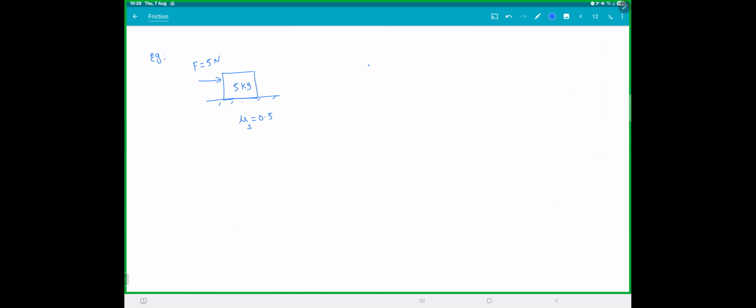Now see, blindly if you write Fs max is equal to mu s into n. Mu s is 0.5, n is 50. This will be 25 newtons. This is the maximum value of friction. Now you think about it. If I apply 25 newtons backward and you're applying F is equal to 5, won't the block go backward?